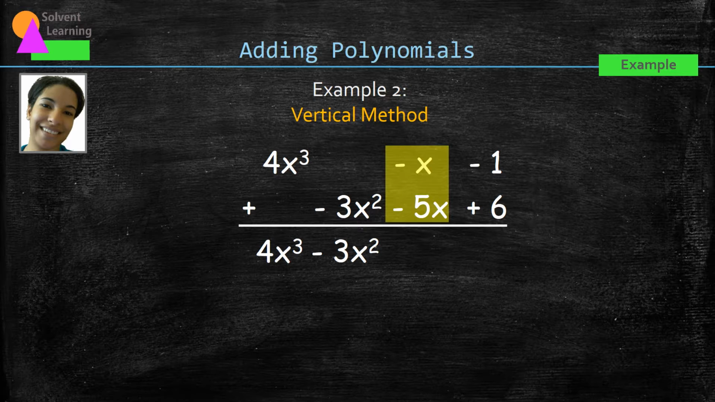Then we move to the next column. We have the negative x and negative 5x. Add those together, and that gives us negative 6x. And for our constant terms, we have negative 1 and positive 6 that add to give us positive 5. So with either method, the horizontal method or the vertical method, you get the same answer. It just depends on which method you prefer.